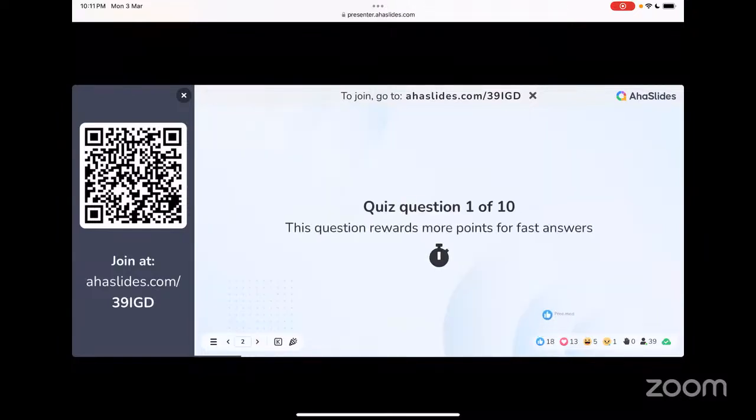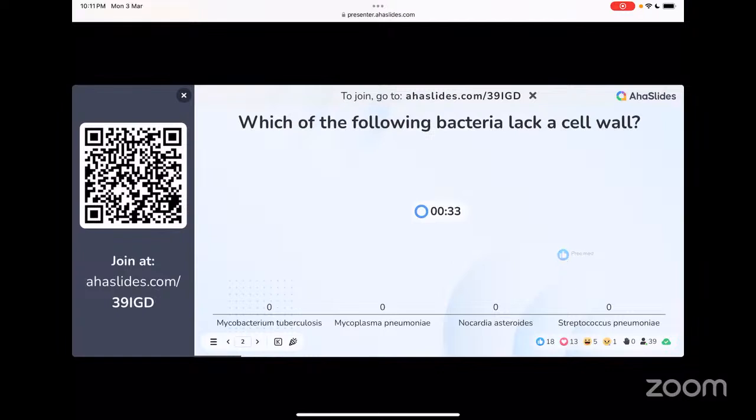Question number 1 in front of your screen right now. Which of the following bacteria lack a cell wall? Your options are in front of you. In case you're looking for a clue, there you go. The organism is also known for its fried egg colonies on Eaton agar and causes atypical pneumonia. It is also so small that it can pass through bacterial filters. Which is it?